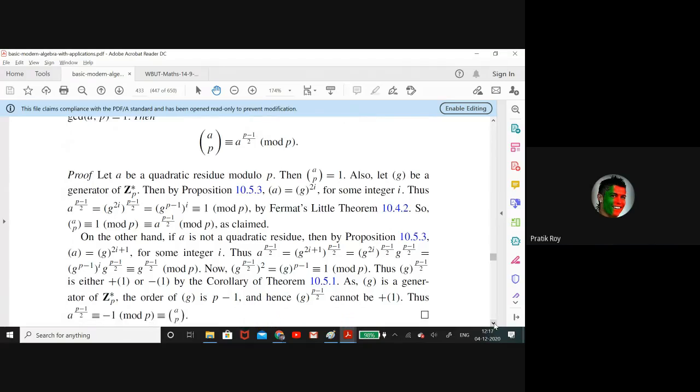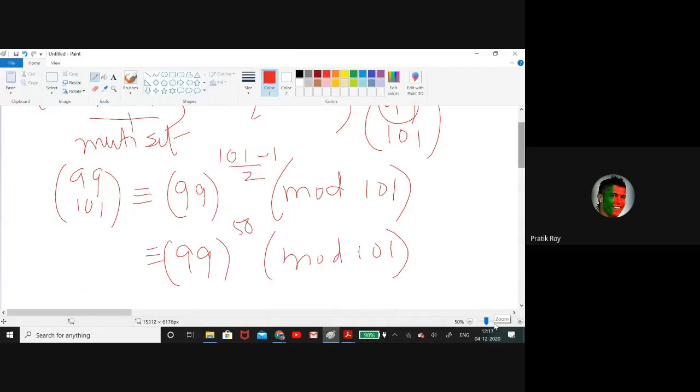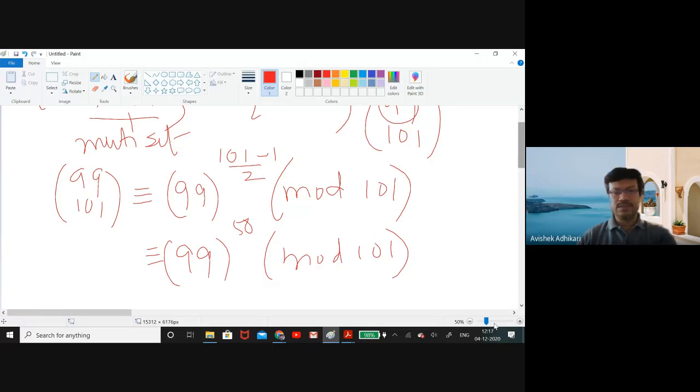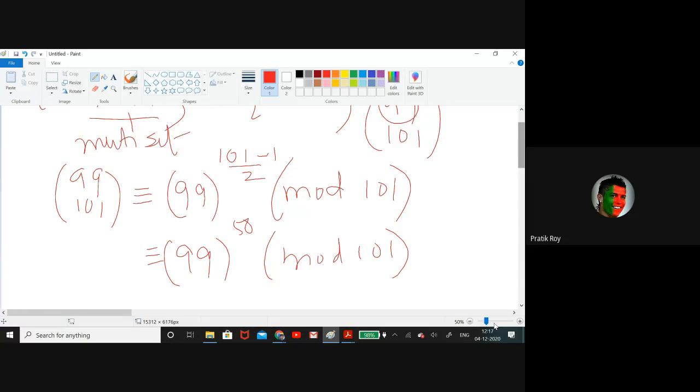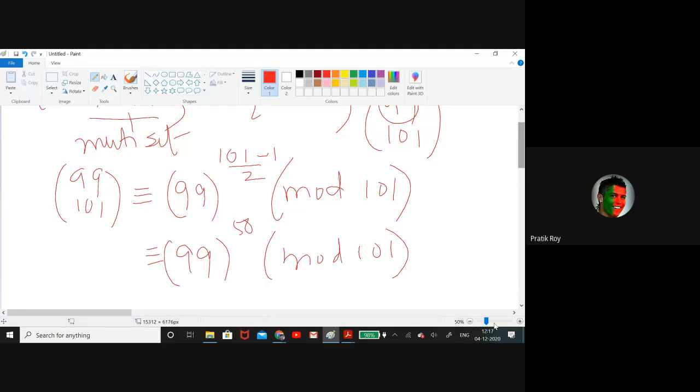It is 1. How did you calculate it? 99 is congruent to -2 mod 101. Yes. So it will be congruent to 2 to the power 50. Yes. And 2 to the power 5... is congruent to? Sorry, modulo 101, not, sorry, in 100. Yes, sir. Yes. Sorry, sir.